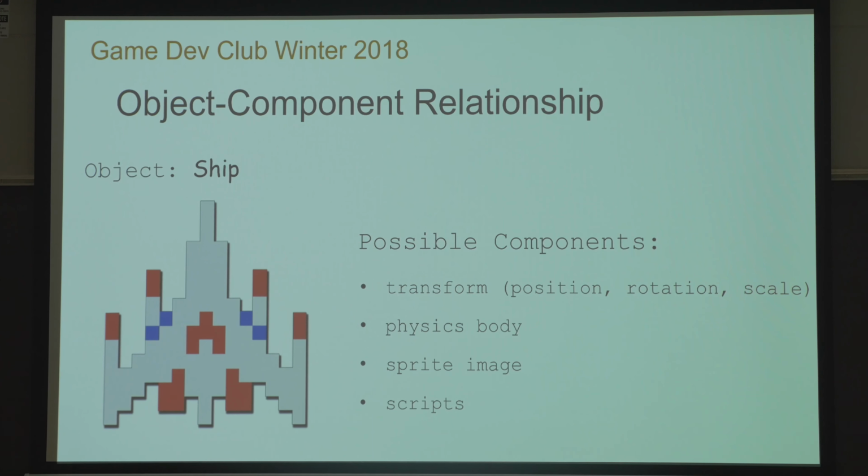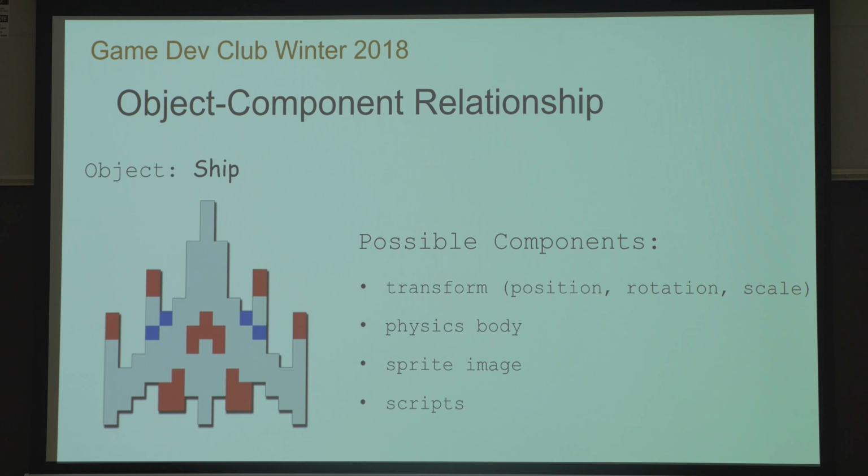Possible components for this ship are a transform, which contains its position, rotation, and scale on the screen. It has a physics body, which gives it physics properties such as mass, gravity, velocity, and other things of the like. Then you have a sprite image, which is the actual picture of the ship you see on the screen. And finally, you have any other scripts that you write. That may be a custom script to move around, maybe one to shoot, and maybe another script to explode and die on impact. The sky's the limit with custom scripts.